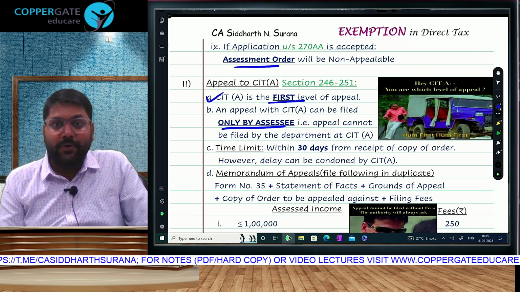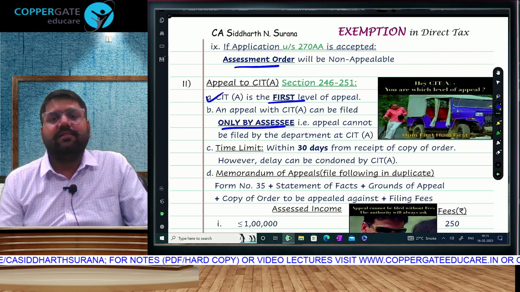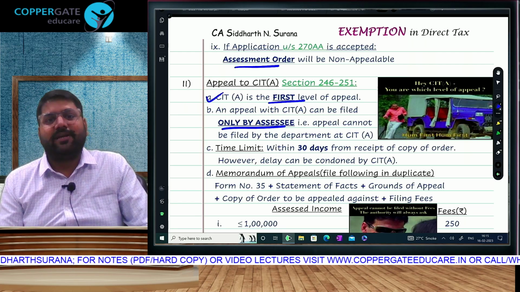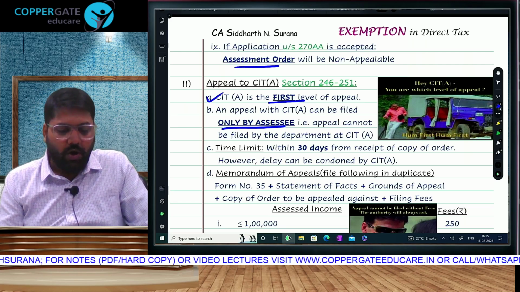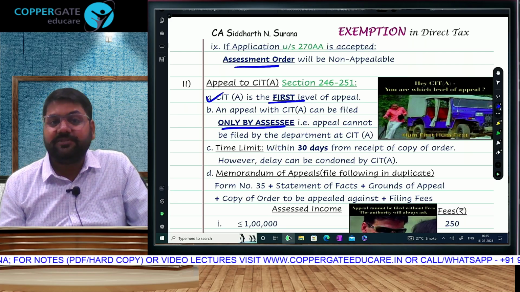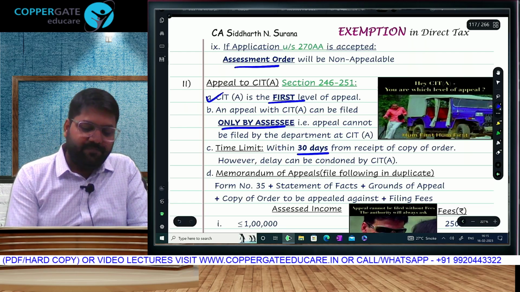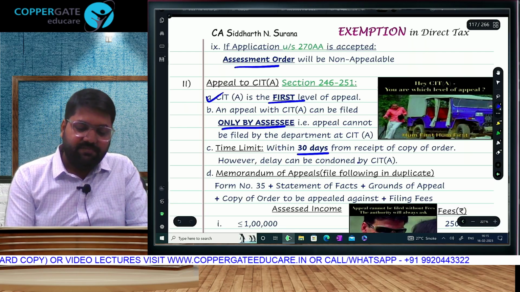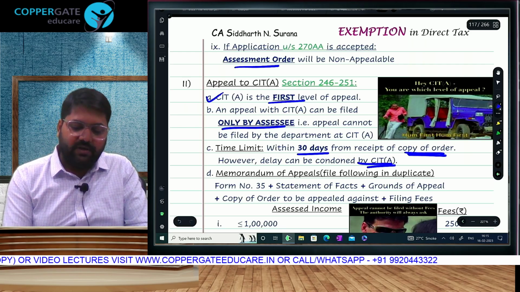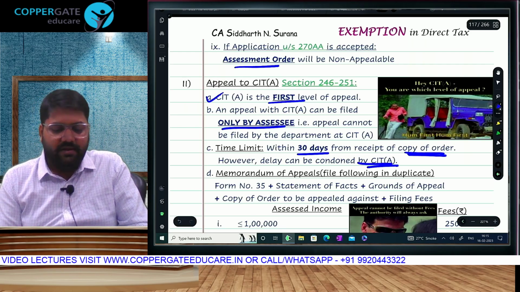So only the assessee can file the appeal here. The department cannot appeal against its own order. But CIT appeals can take anybody's favor. At ITAT, whoever is the losing party can file an appeal. Very important, this has to be done within a period of 30 days from the copy of the order, and if there is any delay, it can be condoned by the CIT.